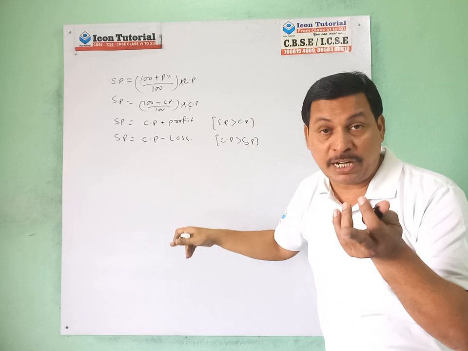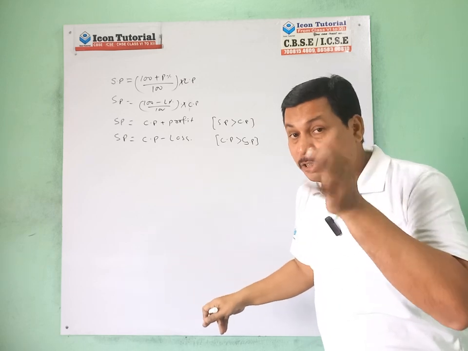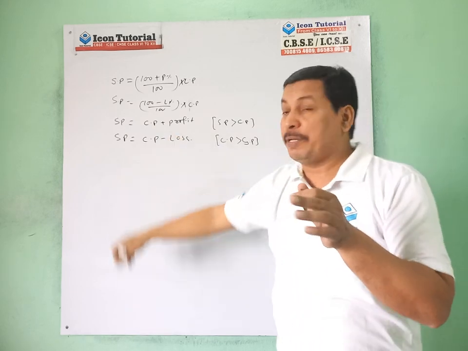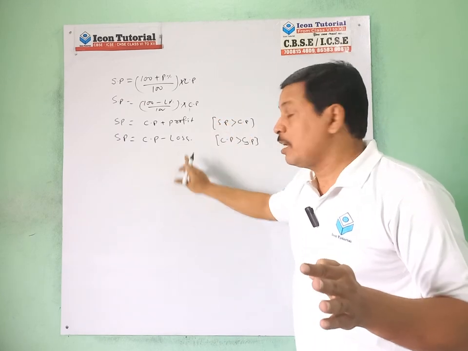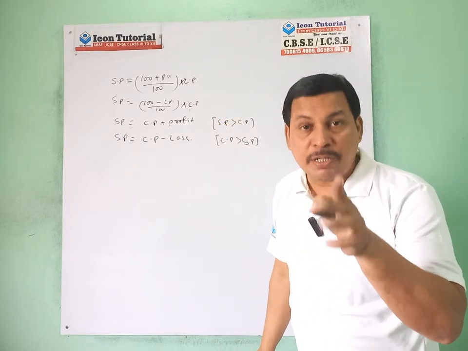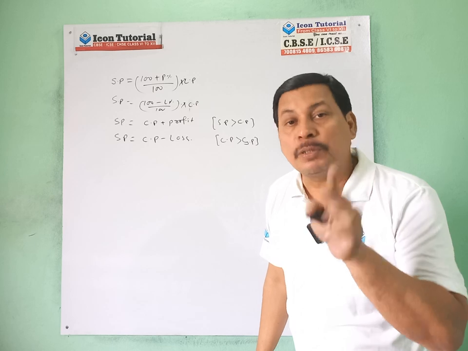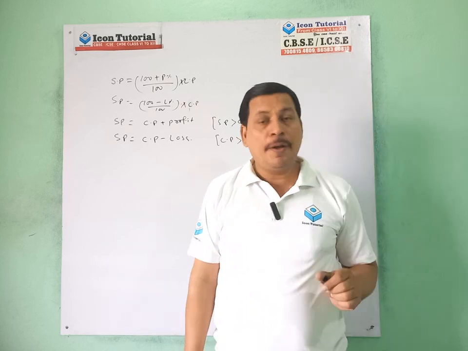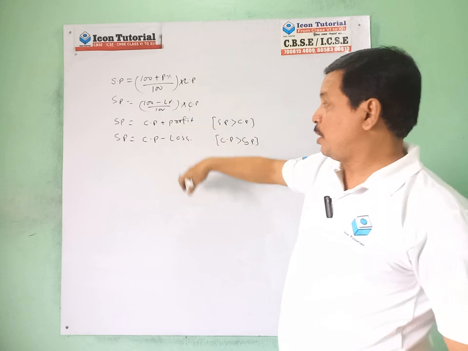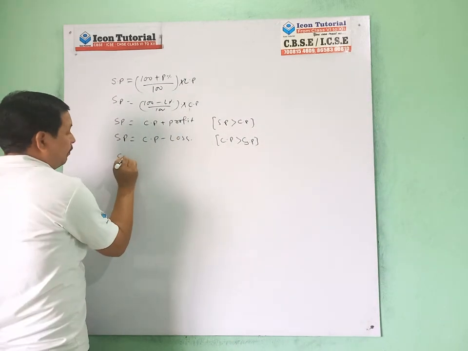Look at the board, I'm just writing. I'm telling rapidly. Just try to understand. So this is SP: SP is equal to CP plus profit, SP is equal to CP minus loss. SP stands for selling price, CP stands for cost price, P percent is profit percent, L percent is loss percent. So this is your SP. Now similarly CP.